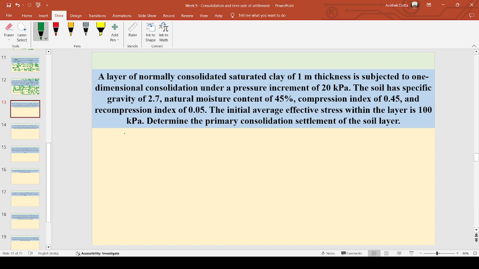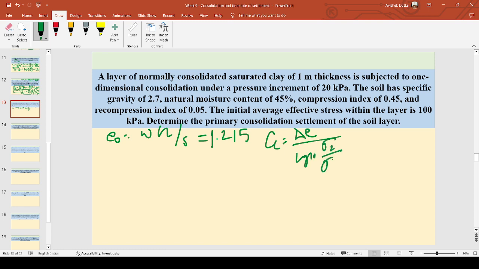You're asked to find out the primary consolidation of the soil layer. So first of all, the initial void ratio will be equal to wG by S. When S is saturated soil, e will be equal to w into G, that is 0.45 into 2.7. Again, similar value like the previous question, 1.215. Now we need the coefficient of compression, we need the compression index also. Del e divided by log to the base 10 sigma 2 by sigma 1.